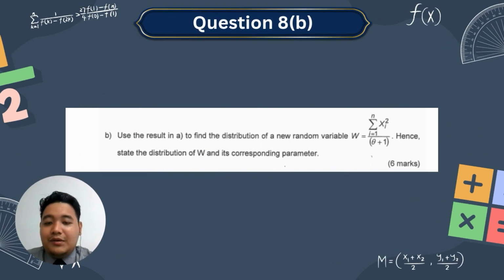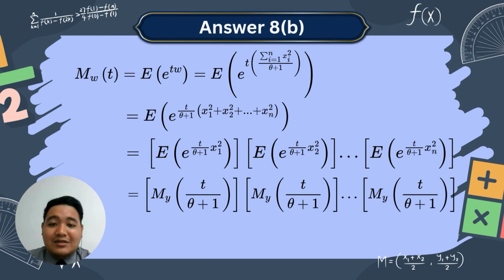Now, let us take a look at the next question, question 8b. Use the result in A to find the distribution of a new random variable W equal to summation of xi squared from 1 to n over theta plus 1. Hence, state the distribution of W and its corresponding parameter. Now let us answer this question together.